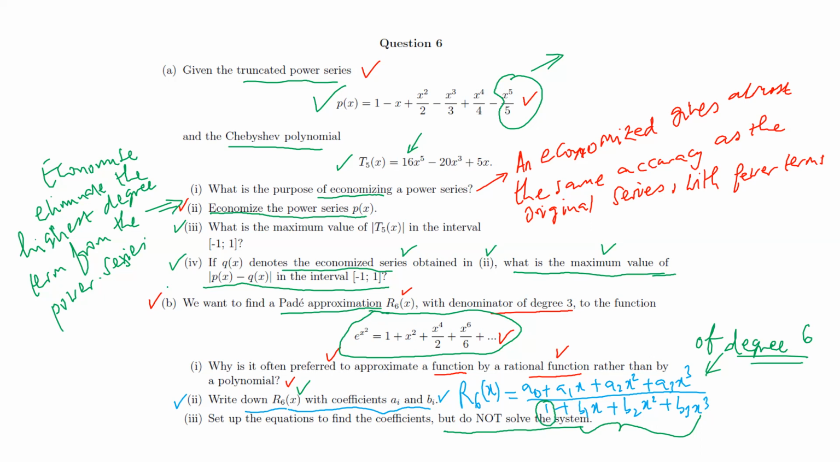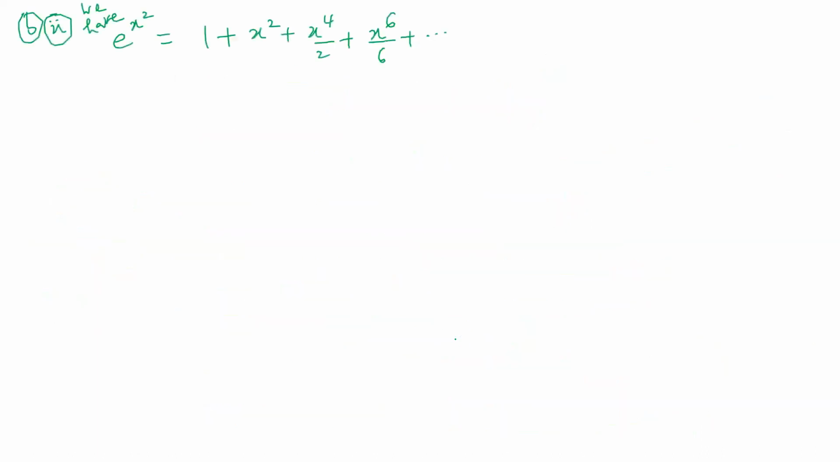the Pade approximation. Now look at the objective of this question B. We want to find the Pade approximation R sub 6 of x with denominator 3. We put a denominator of degree 3 to the function. So remember that to find the Pade approximation to a function, we actually proceed as follows. So this is something you really can expect to meet.